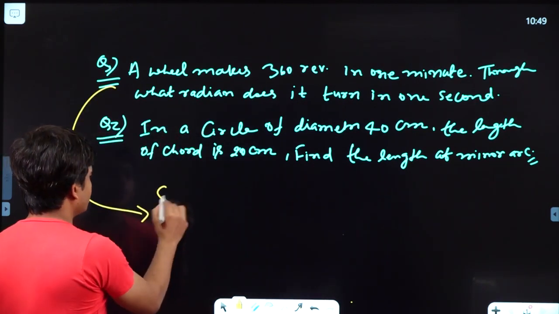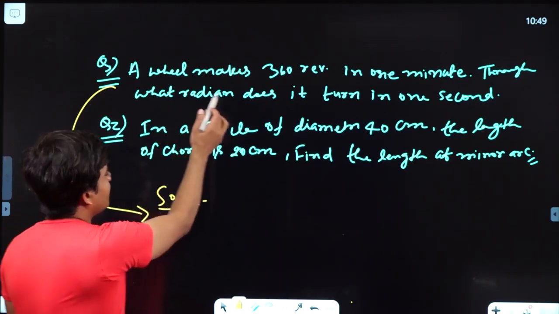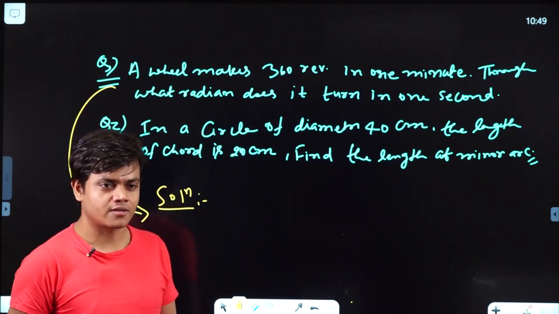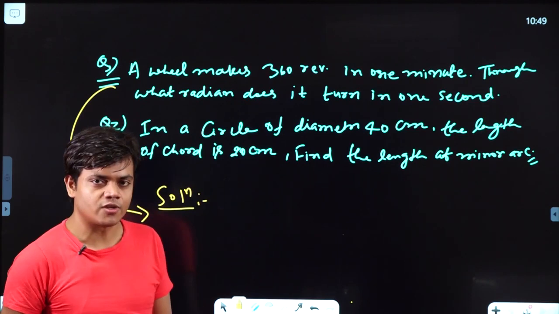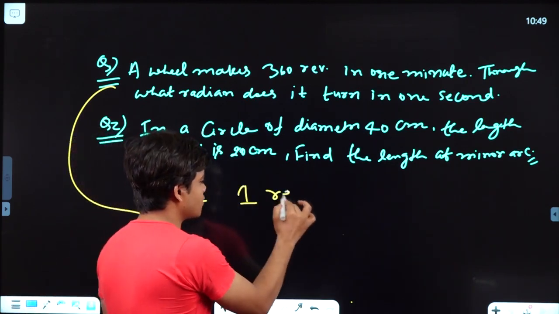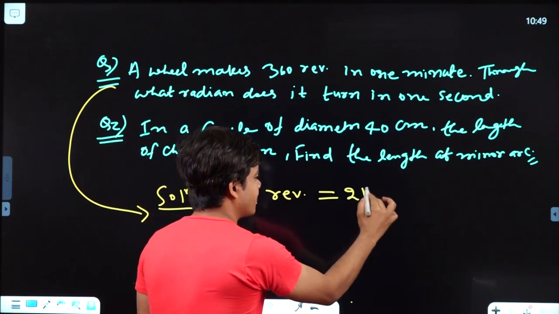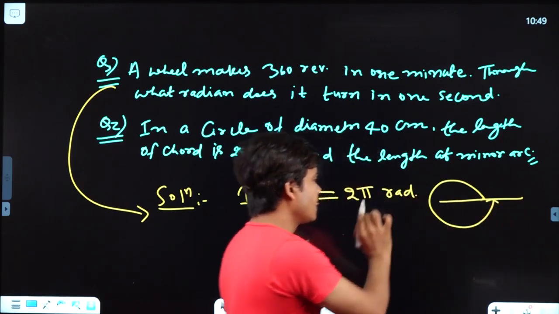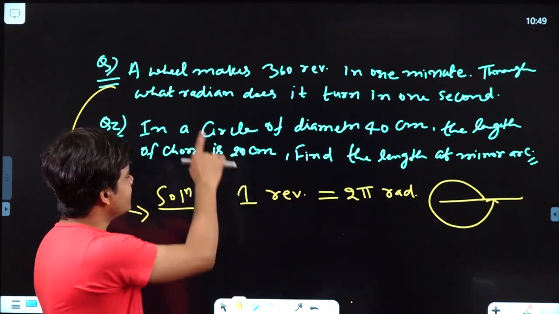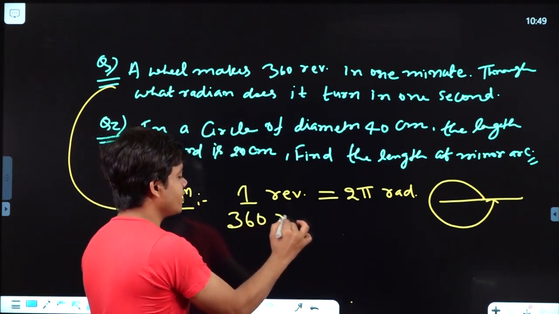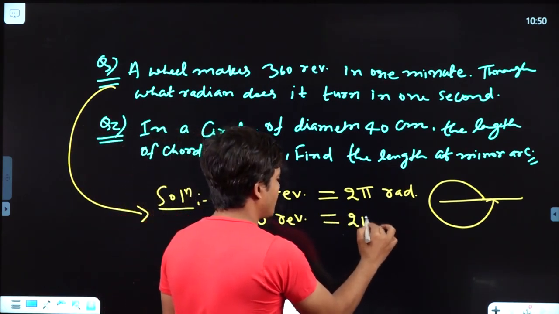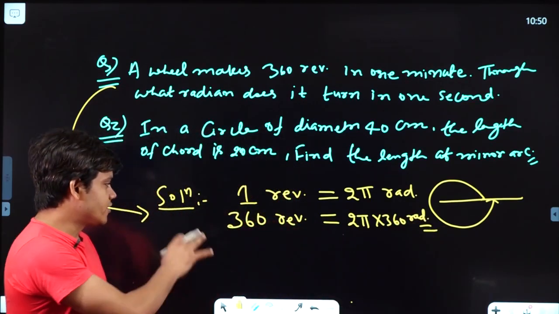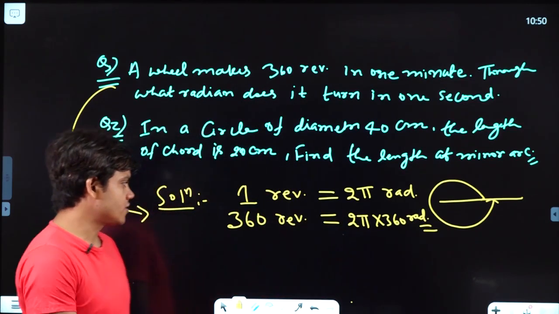In question number 1, you can see: a wheel makes 360 revolutions in 1 minute. But before that, I will ask you, 1 revolution means what? 1 revolution means 2 pi radian, because we have discussed that in 1 complete revolution, 2 pi radian will be there. So in 360 revolutions, how many radian does it turn? Certainly 2 pi into 360 radian.